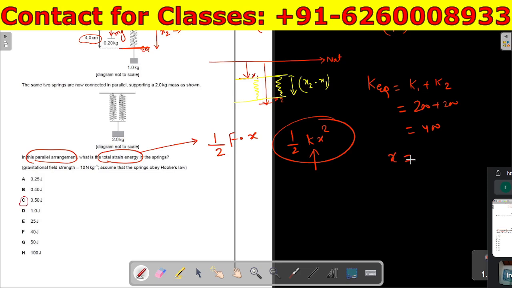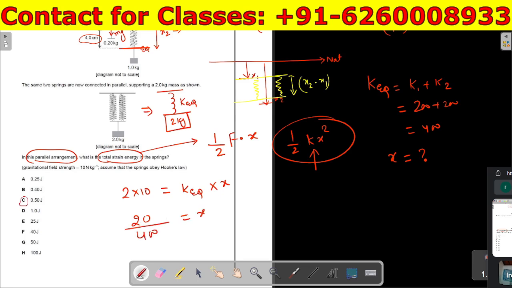And how much x will I have now? See, the meaning of equivalent is you can replace these two springs by a single spring equivalently, with the same block of 2 kg. Now you have the spring constant as K equivalent. So apply the equilibrium condition here. The mg, that is 2 into 10, should equal K times x, that is K equivalent into x. So please write, 20 upon K equivalent, which is 400. So this much is your x. It is 1 upon 20. We are getting 1 upon 20 meter as the deformation.